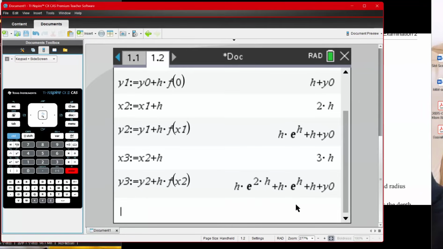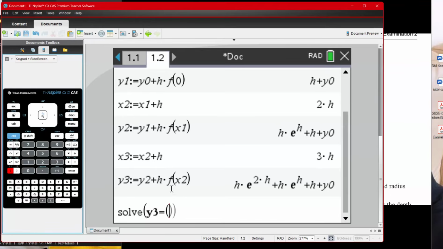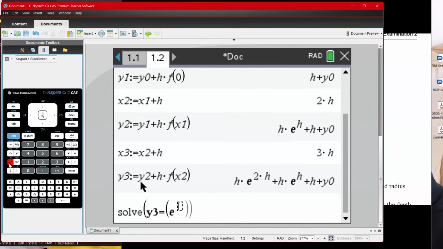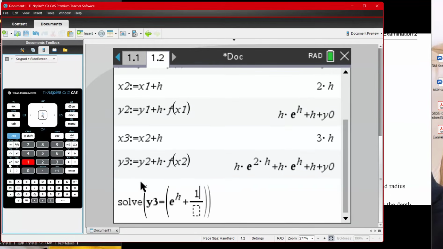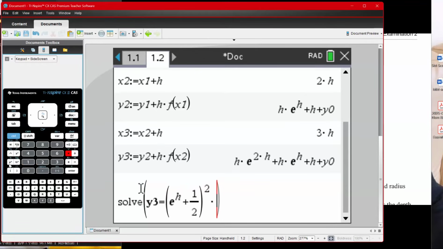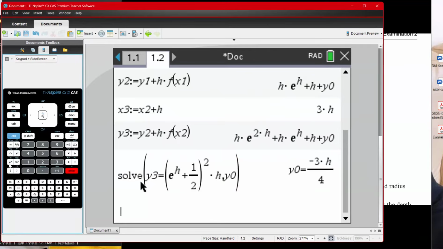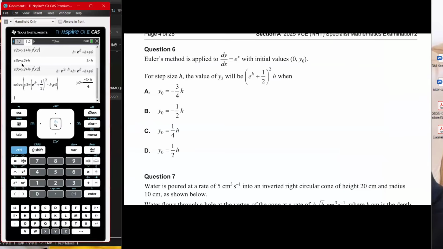Then what I'm going to do is I'll say solve y3 equals to exponential power h plus a half square times h, comma y naught. And I'll be able to get y naught equals to minus 3h over 4. So which option is that? Option A is that.